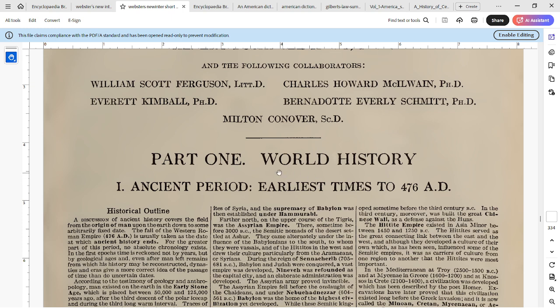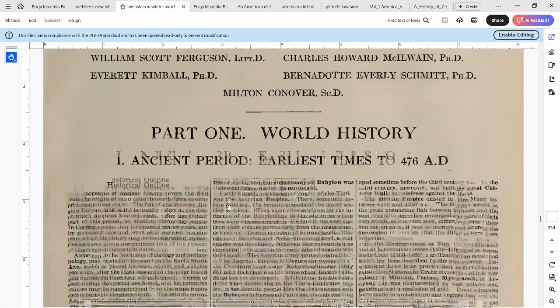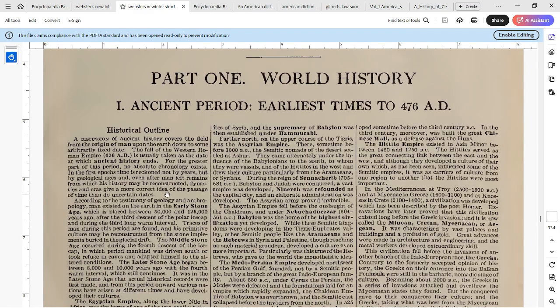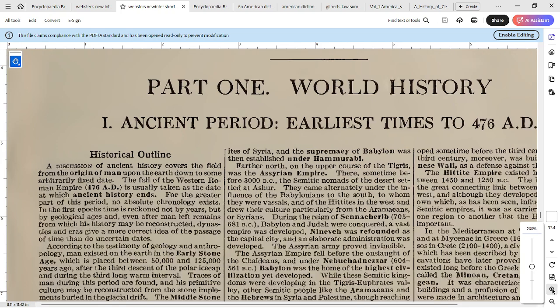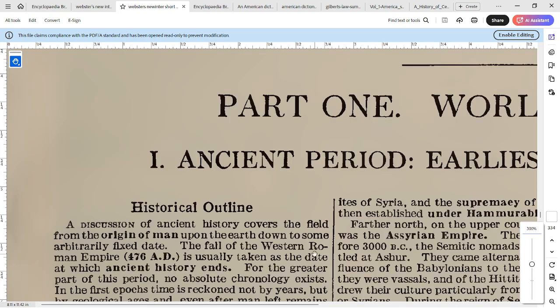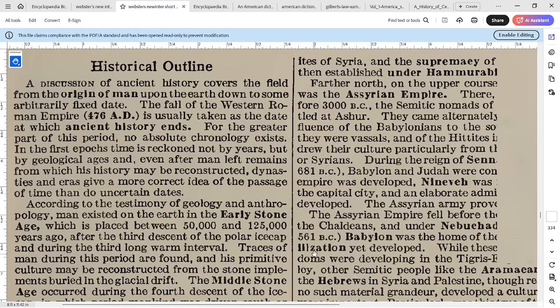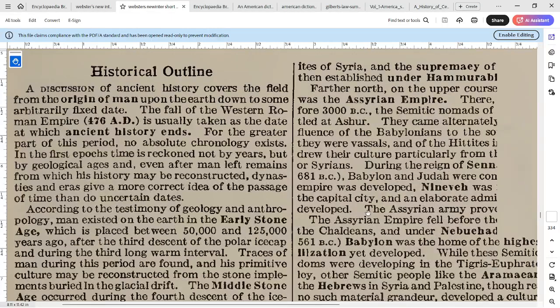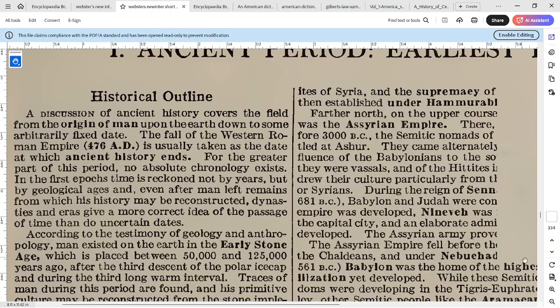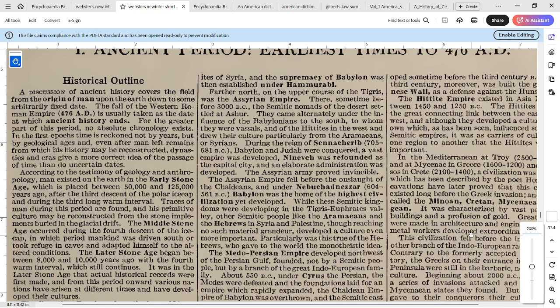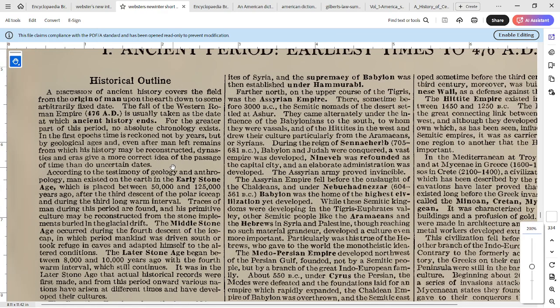All right. So part one: world history, ancient period, from the earliest time to 476 AD. I think I want to make this a bit bigger. Some people may not be able to see it properly. Just know that we'll have to scroll between the pages. All right, hopefully you guys can see it better here.